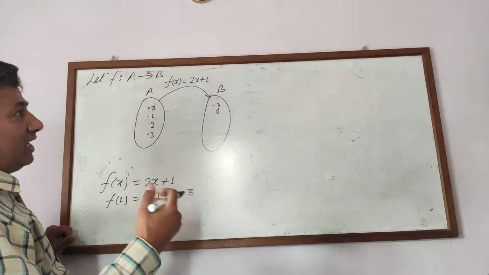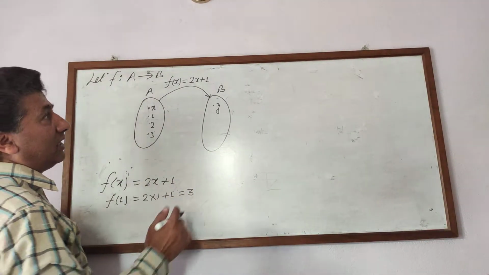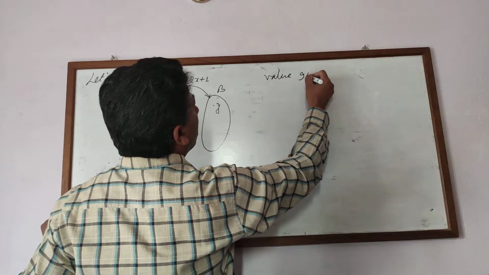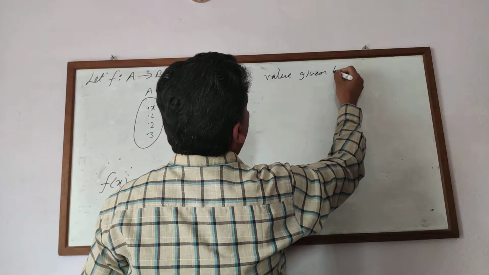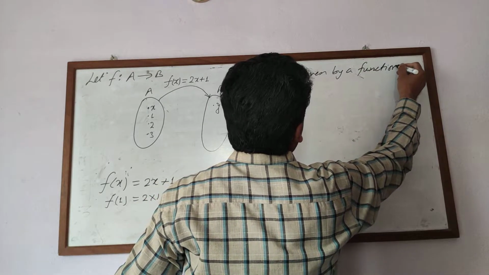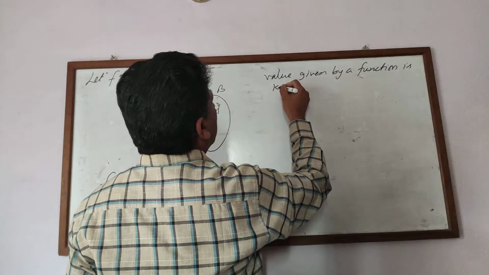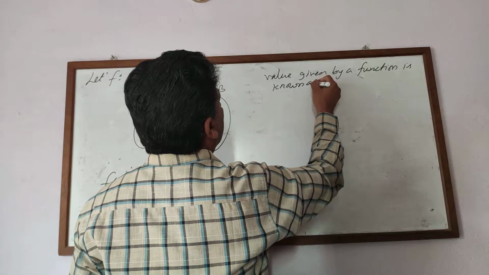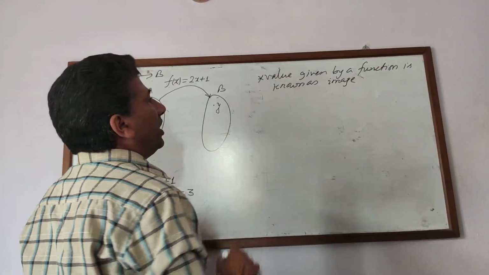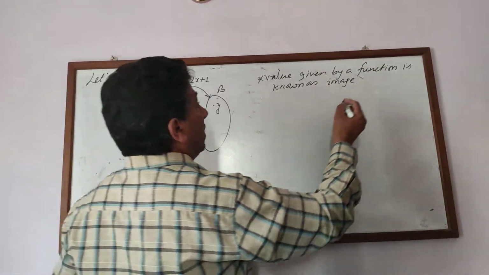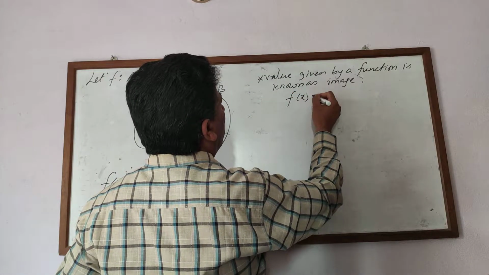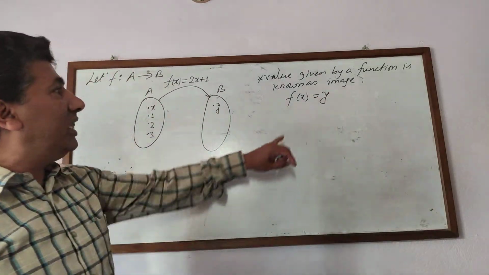Now here is the definition of image. We can say the value given by a function, a very important point, is known as the image. Generally we denote image by y. That's why we write f(x) equals y in this form also.